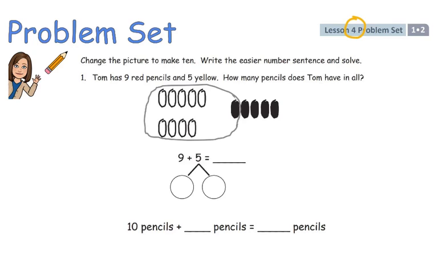So we want to underline 9 red and 5 yellow because that's important. And they already drew the picture here for us. So we have 1, 2, 3, 4, 5, 6, 7, 8, 9. And we have another group of 5. 1, 2, 3, 4, 5. Okay. And now here you can see that they did this big circle. How many did they circle?